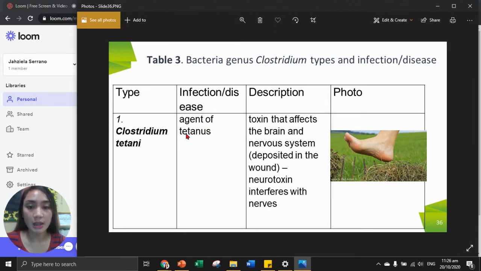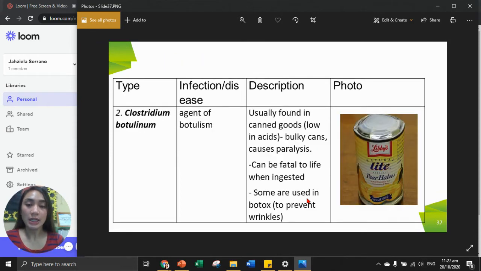So, ano bang nangyayari pag may tetanus? Possible magkaroon ka ng paralysis. It affects the brain and nervous system. Pag na-deposit siya dun sa wound, nagkakaroon ng neurotoxin which interferes with the nerves. So, you can look online kung ano nangyayari for someone na natetano, no?